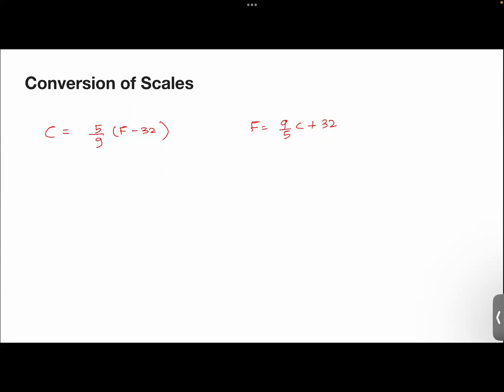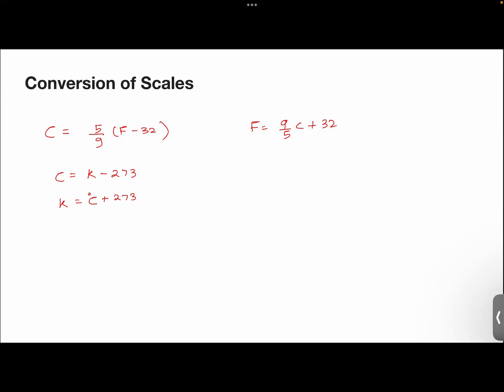C is equal to K minus 273. So K is equal to C plus 273. Very good.